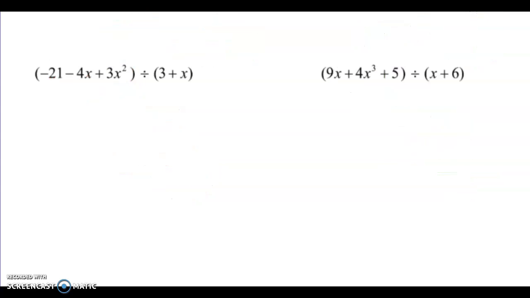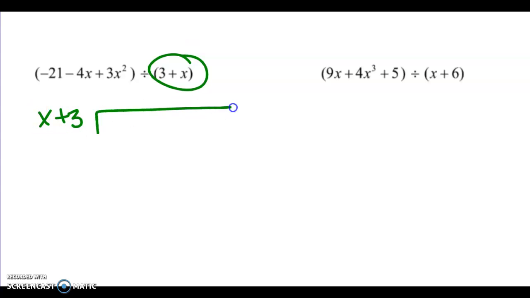All right, last page here. And I might be running out of time, so bear with me. Now notice that this is backwards. We do actually need to rearrange that. So I need to do x plus 3 on the outside first. On the inside, I need to do 3x squared minus 4x minus 21. Notice I don't need any placeholders here yet, but I will next.